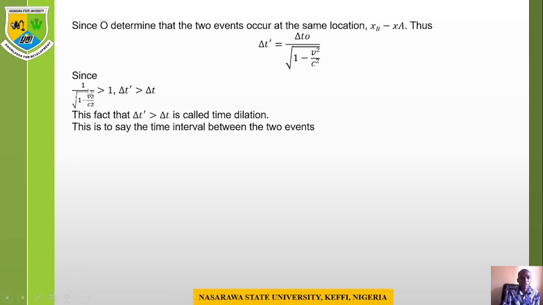Since 1 over the square root of 1 minus v squared over c squared is greater than 1, therefore change in t prime is also greater than change in t. That is, the moving observer will measure more time than the stationary observer. So this fact that t prime is greater than t is called time dilation. So time measurement is relative. This is to say that the time interval between the two events is relative.